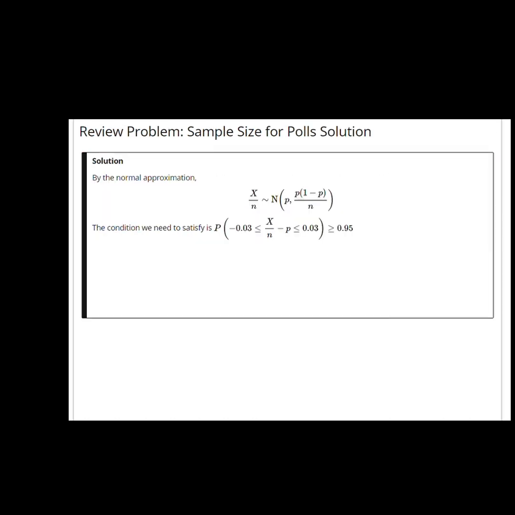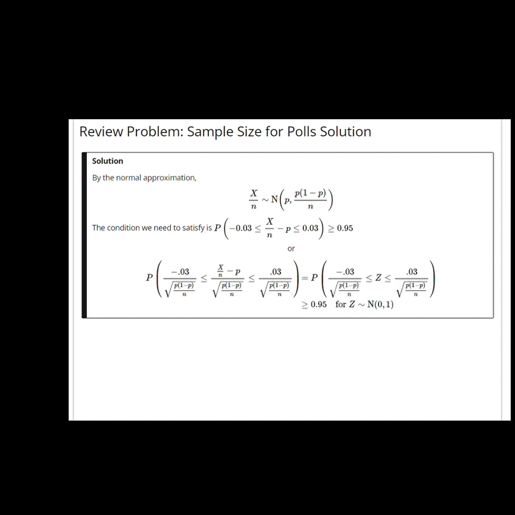This is a similar calculation as we had before. X over n is approximately normal with expected value p and with variance p times 1 minus p over n. The condition we wish to satisfy is that x over n minus p is between minus 0.03 and plus 0.03, to have probability 0.95. Subtracting off the mean, p, and dividing by the standard deviation, the square root of p times 1 minus p over n, we end up with a statement about z, the standard normal random variable. The probability that z lies in this interval should exceed 0.95.